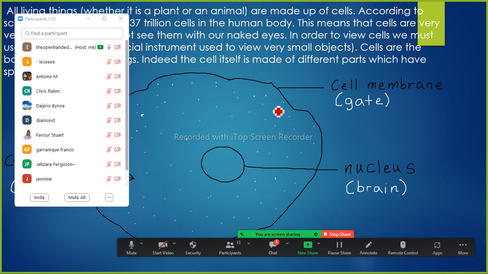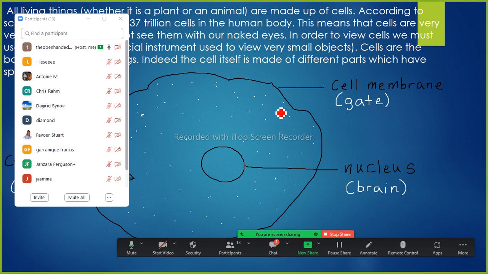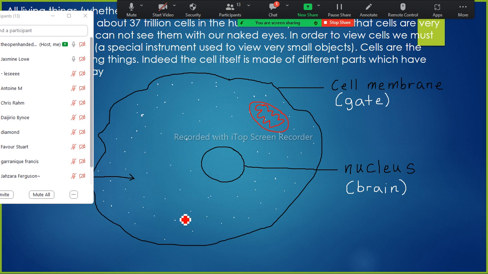So by now we have these structures in a cell that look like this, and they have this interesting shape that we have right now. What is that, Jasmine? You said, oh, I know. Anyone know what this is?